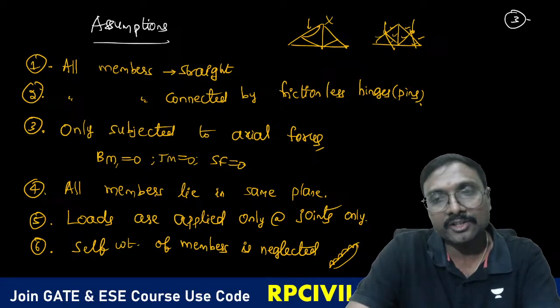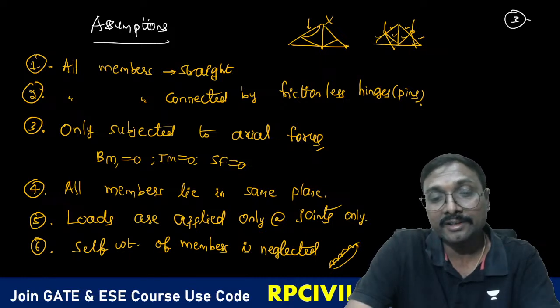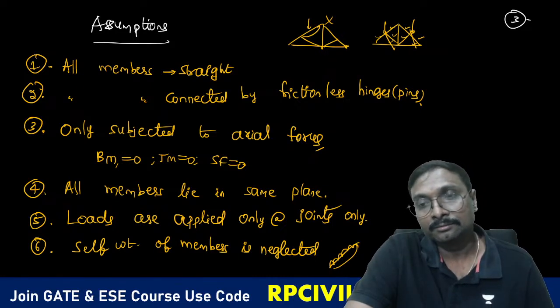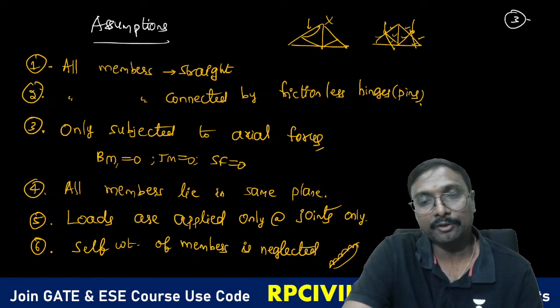So all members are initially straight, loads are applied at the joints, and self weight is neglected. What is the reason for all these assumptions? Only to consider the effect of axial forces, so that the load is transferred in the form of axial forces only into the other members. Got it? Note this and tell me, everyone.